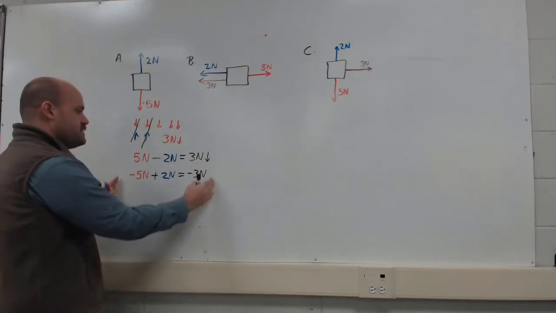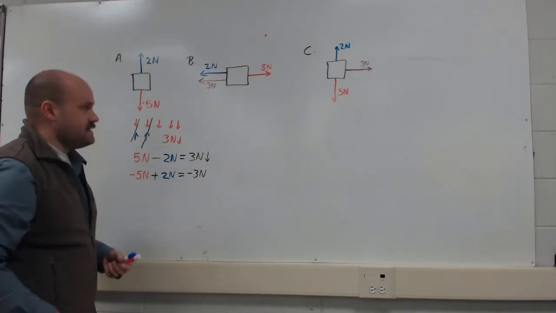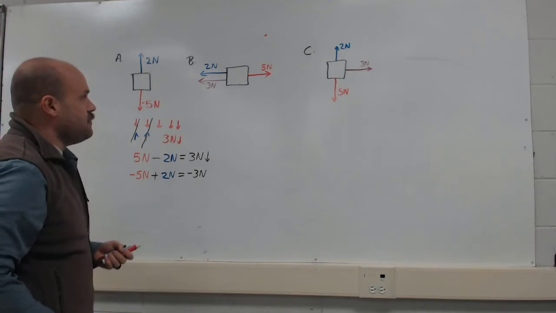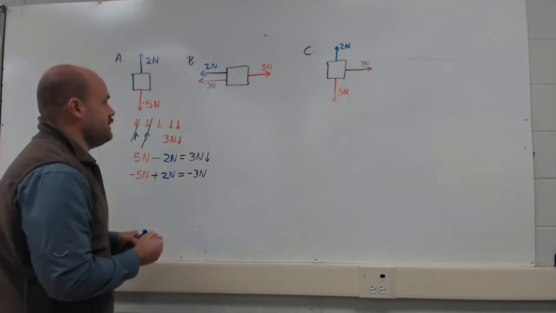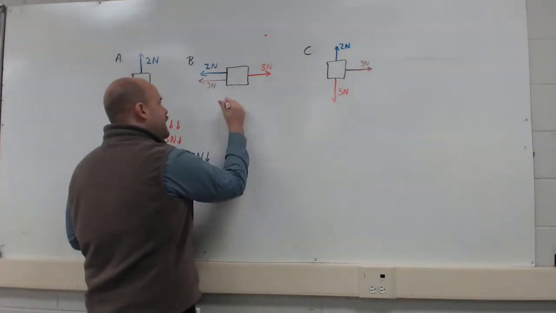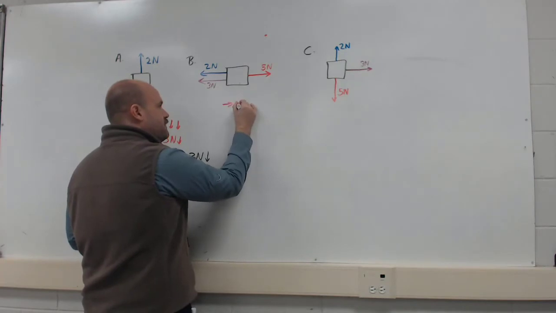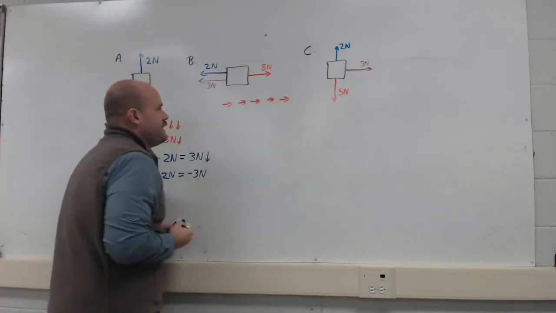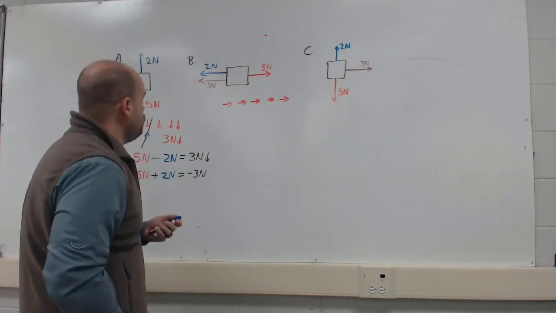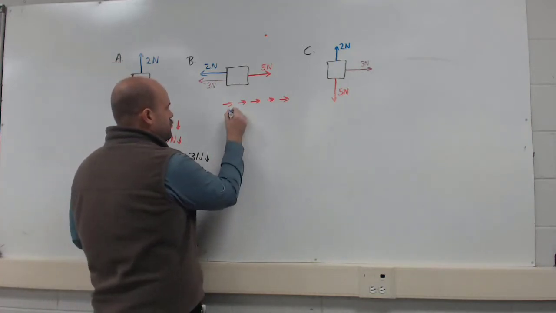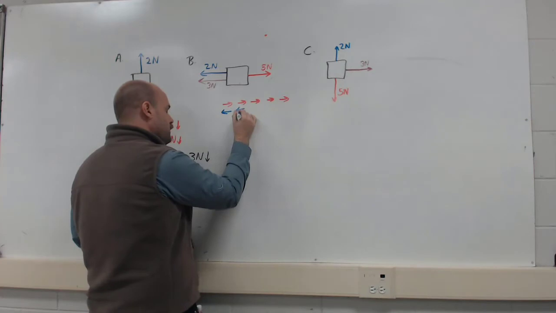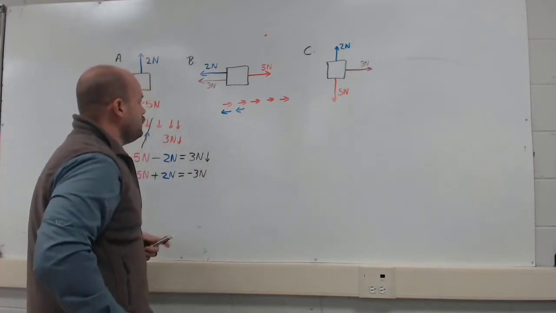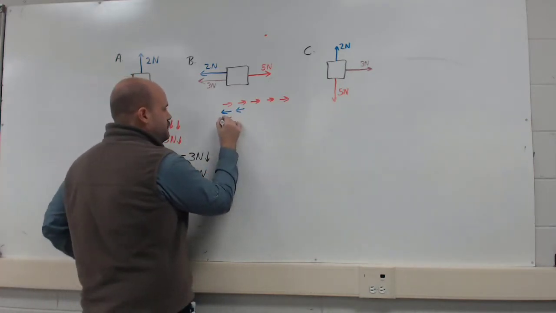I'm not going to go through this math again because we're looking at this as a concept right now, but let's look at example B to see how multiple forces can interact. So I have 5 newtons to the right, so I'm going to draw 5 arrows to represent those newtons. And I also have 2 newtons to the left from one force, and I have 3 newtons to the left from another force.